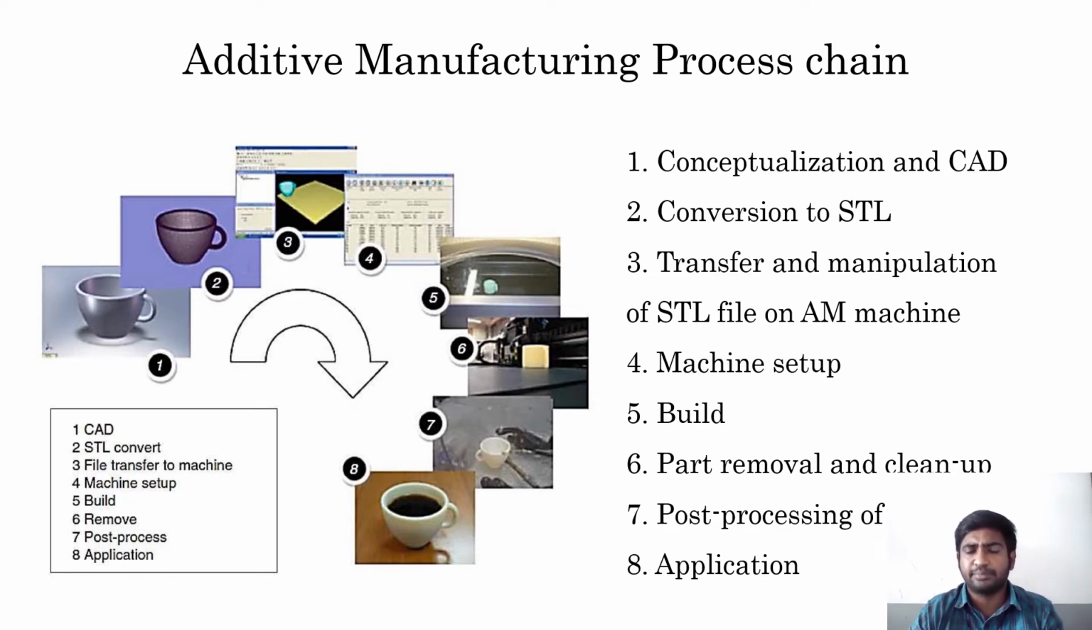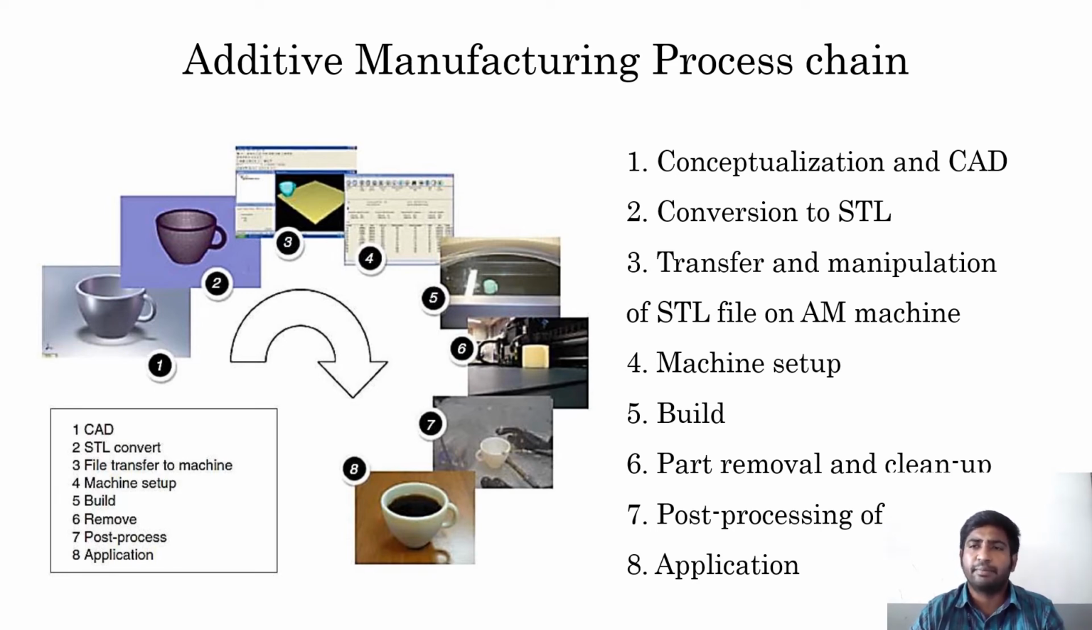Unlike conventional processes, post processing is very important in the additive manufacturing process, so the cleaning work will be done. In this example, the coffee mug is developed in CAD software, then transferred into STL format. After the machine setup, the base layer is created on the bottom table. After that, material removal and post processing are done. After that, the applications: the cup can be used for household applications or some industrial applications. Okay, this is the additive manufacturing process chain.